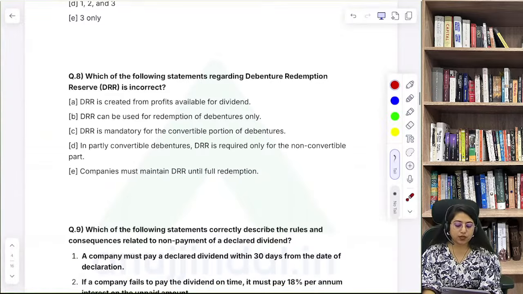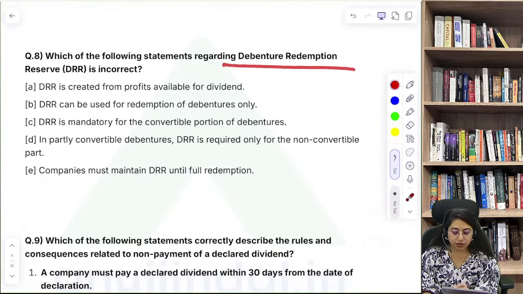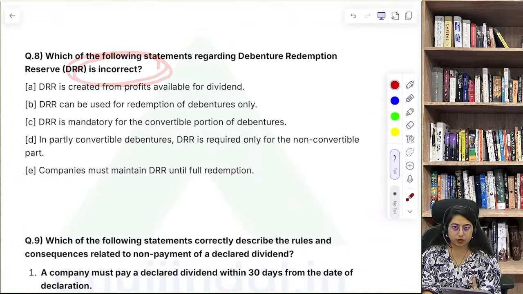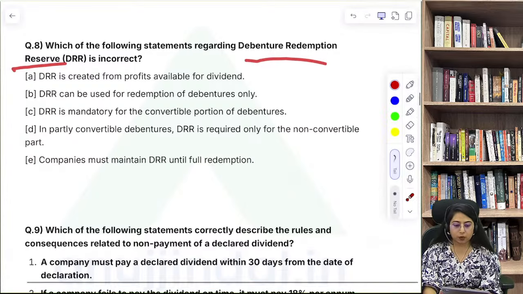Which of the following statements regarding the debenture redemption reserve is incorrect? Okay, the incorrect option is asked, not the correct one. So you have to be very clear with the concepts of the DRR over here. Question number 8, everyone.